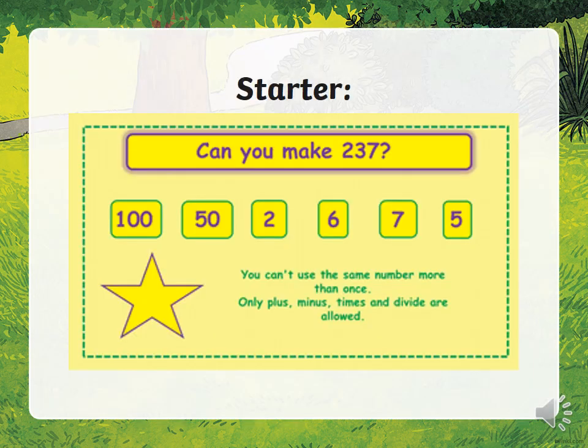Okay, so for your starter, I want you to pause the video and try and make 237 using the following numbers. You can only use these numbers once. Pause the video for around 3, 4, 5 minutes, however long you want, and then wait for my answers.